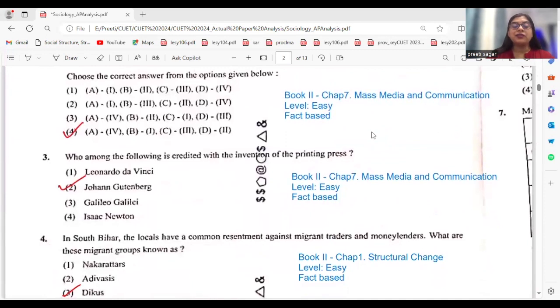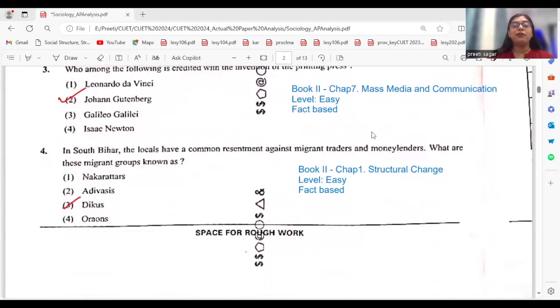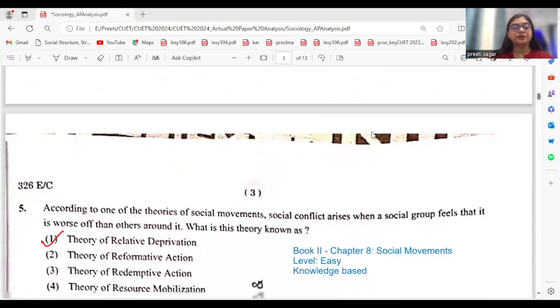Who among the following is credited with the invention of the printing press? That's a very easy question, and it's again a repeated question. So Johannes Gutenberg, option 2 is the right answer. In South Bihar, the locals have a common resentment against migrant traders and money lenders. What are these migrant groups called? That is Dikus. Diku was the term used by the tribals for outsiders. Option 3 is the right answer.